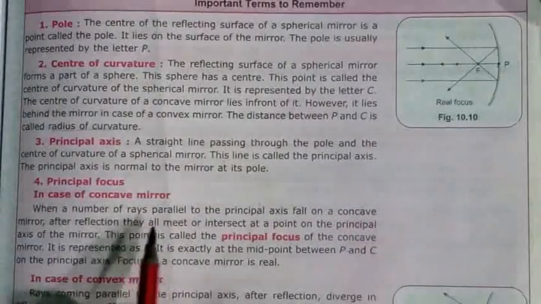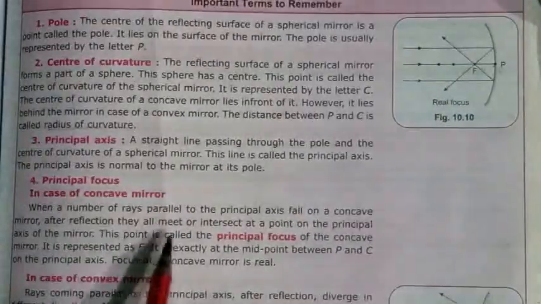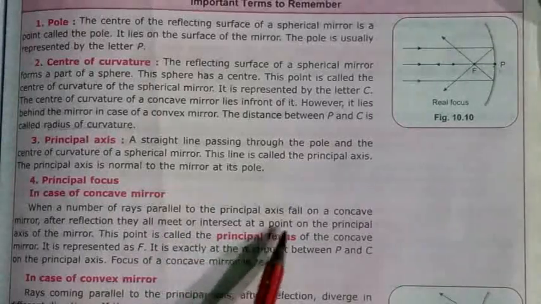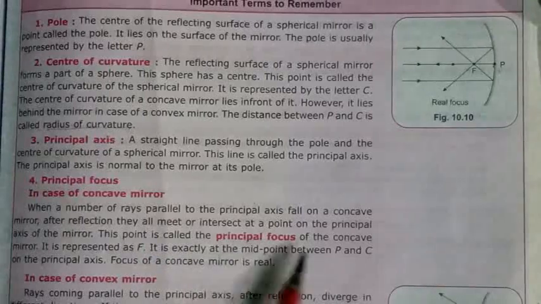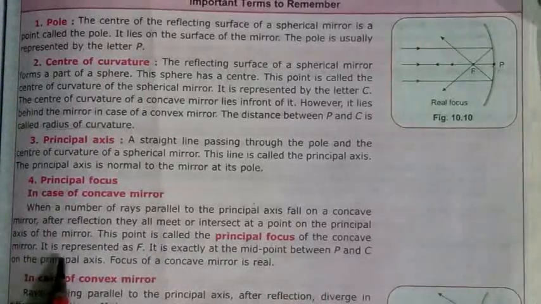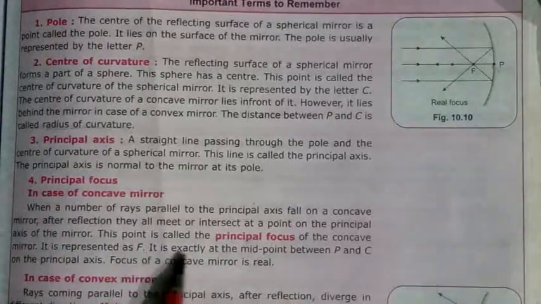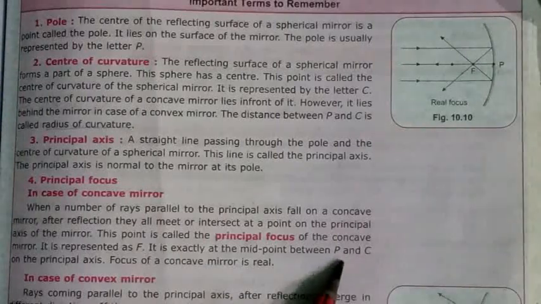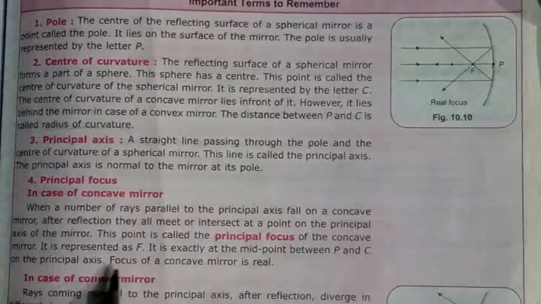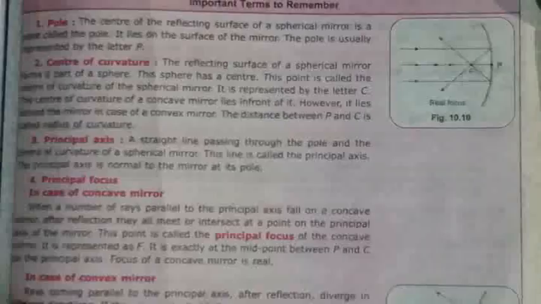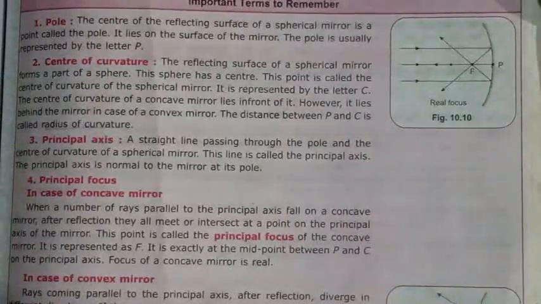When a number of rays parallel to the principal axis fall on a concave mirror, after reflection they meet or intersect at a point on the principal axis of the mirror. This point is called the principal focus of the concave mirror. It is represented by F. It is exactly at the midpoint between P and C. The focus of the concave mirror is real.